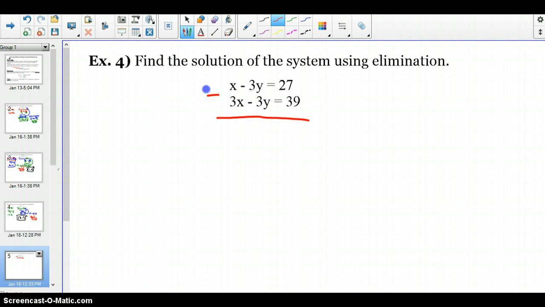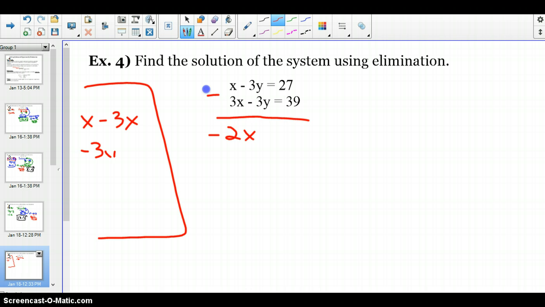Let's see what happens if we subtract the two equations. Over here I'm making some calculations. I have x minus 3x, that's negative 2x. Now here, negative 3y minus negative 3y. When you subtract a negative, this becomes plus. Now look and see what happens. You've got negative 3y plus 3y, and the y terms cancel and are eliminated. All right, so this is going to work. Subtracting the equations is going to work.